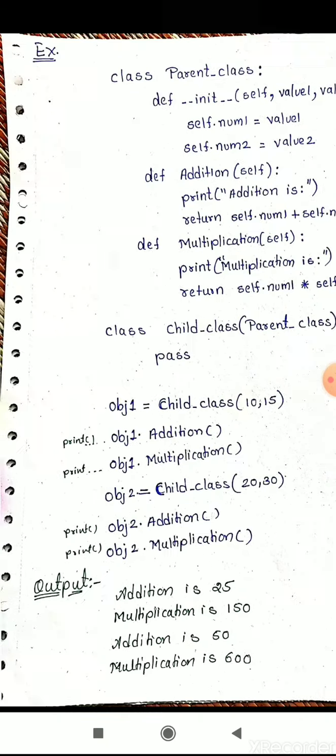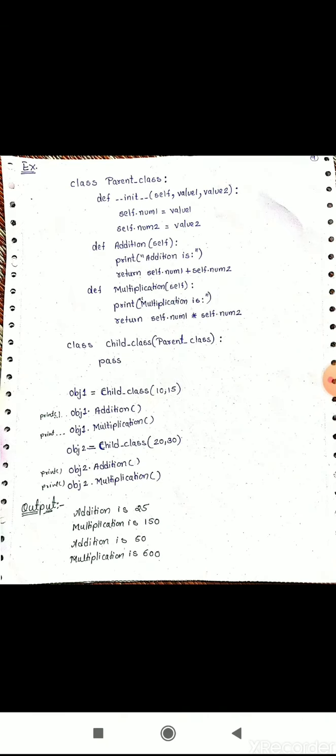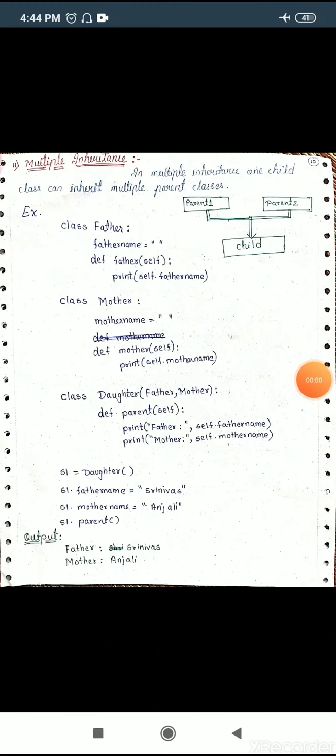This is how we are using the inheritance, that is nothing but single inheritance. Next type of inheritance is multiple inheritance. Now you might have understood by the name itself what multiple inheritance can be.